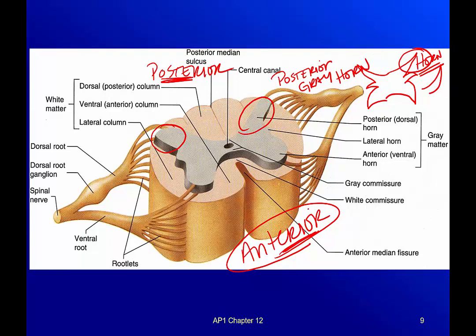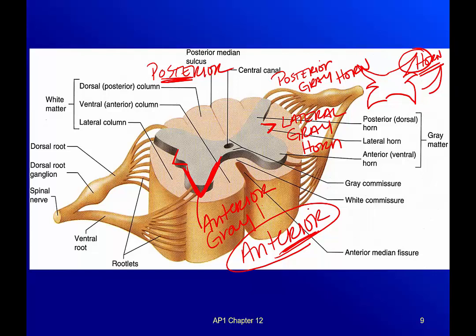Now, if you look, there's another little spike here. If it's not posterior and not anterior, but it's going to the sides, our word for sides is lateral. So this is the lateral. Color, gray. Shape, horn. This one is facing forward, so this is the anterior. Color, gray. Shape, horn.